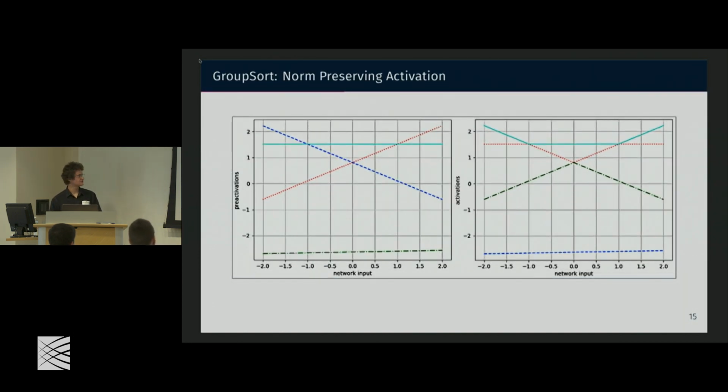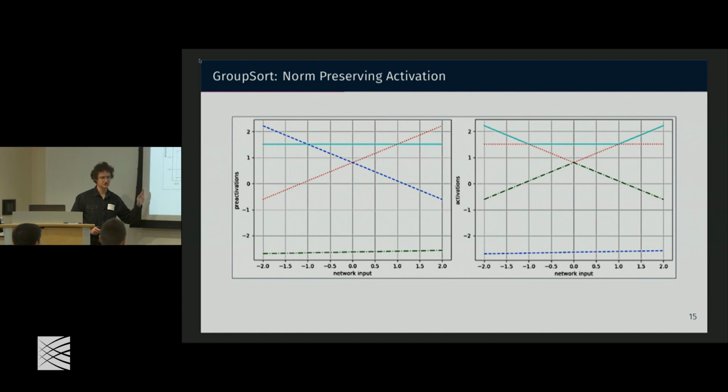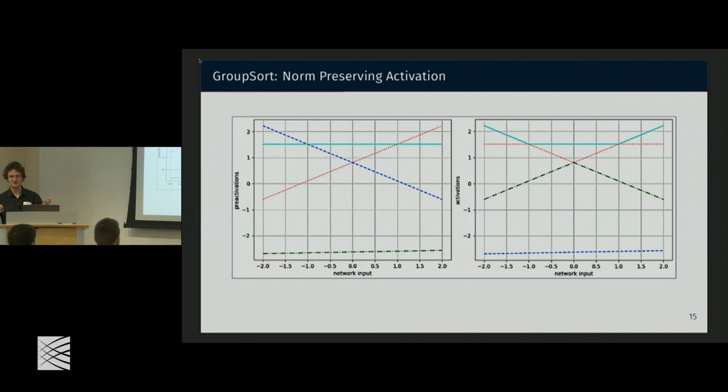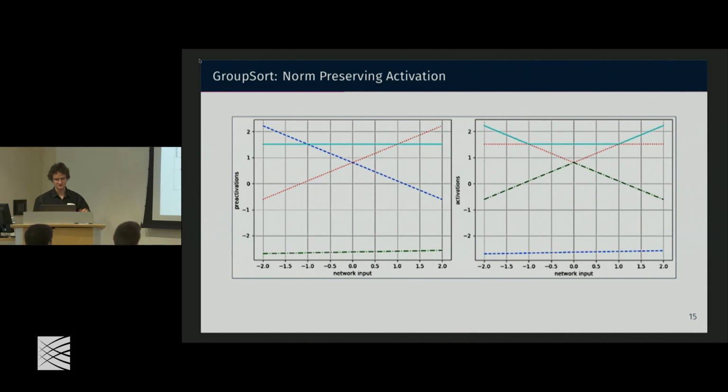The last slide on group sort just gives some insight on how it actually works from a different angle. On the left-hand side, we have the pre-activations of 4 units and how they change as we change the input to the neural network. Like the blue one is 1 unit, a red one is 1 unit. And as we sort them, basically, the first unit becomes the top one, like the U-shaped one. The second one becomes the red one, the middle V, and so on. So this is just to give some intuition on how group sort works.